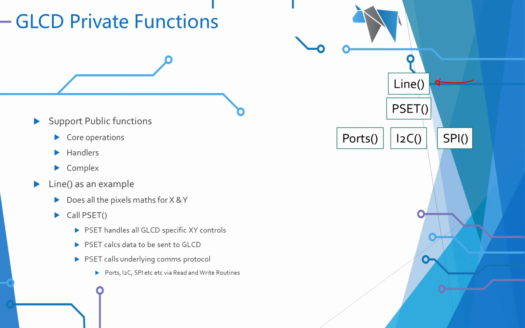So what you've got is core operations and the public functions. There are a set of handlers, and they're quite complex. But in reality, you can decompose these, and they're pretty well documented anyway. So let's look at pset.